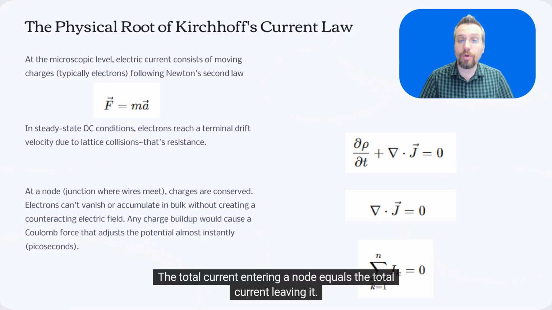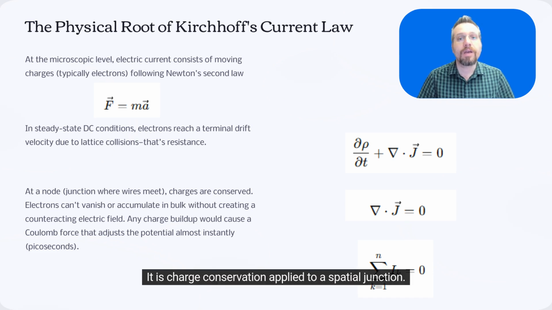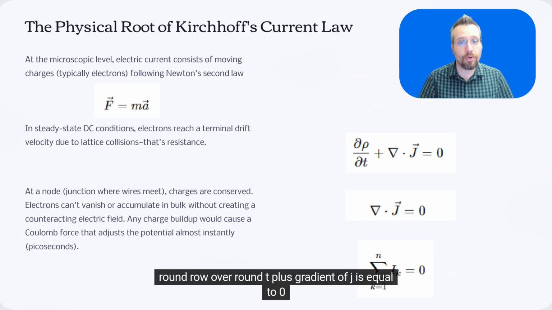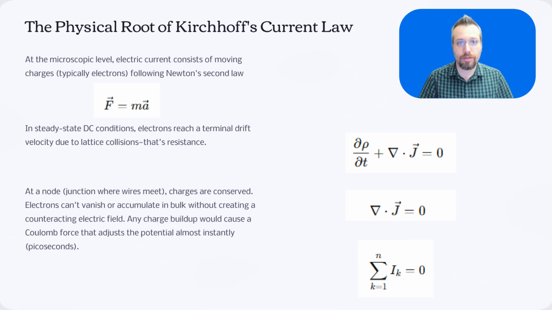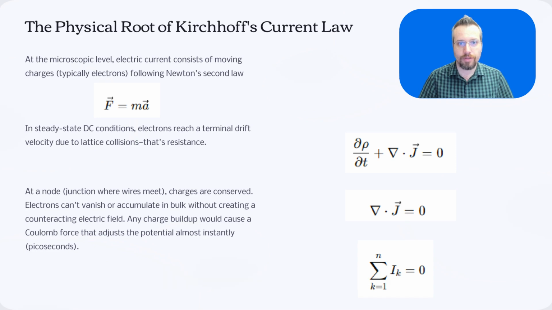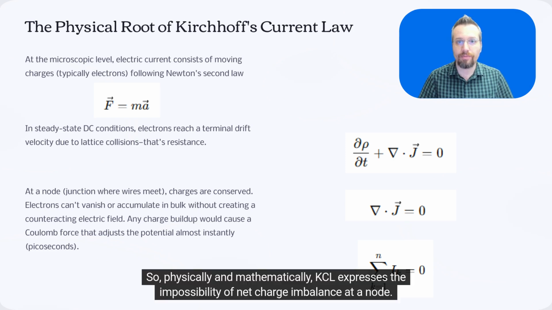The total current entering a node equals the total current leaving it. In symbols, the summation of all I_k is equal to 0. This isn't an empirical guess. It is charge conservation applied to a spatial junction, and from a field theoretic view, it's a consequence of the continuity equation. ∂ρ/∂t plus the divergence of J is equal to 0, where ρ is the charge density and J is the current density vector. In steady state, ∂ρ/∂t is equal to 0, so the divergence of J becomes equal to 0. Integrating over a volume enclosing the node gives Kirchhoff's current law. So physically and mathematically, KCL expresses the impossibility of net charge imbalance at a node.